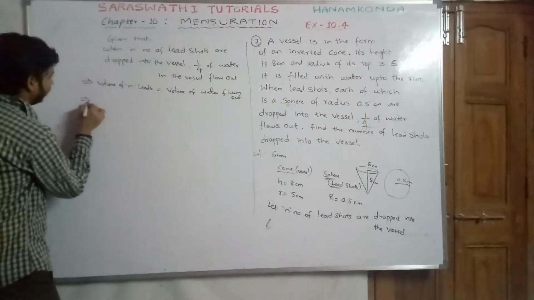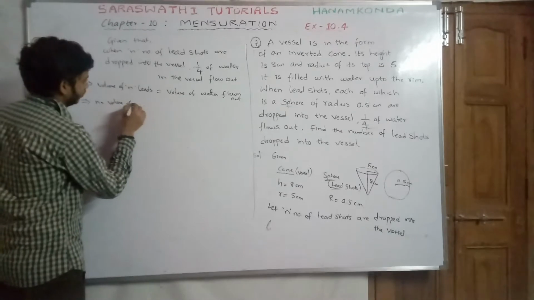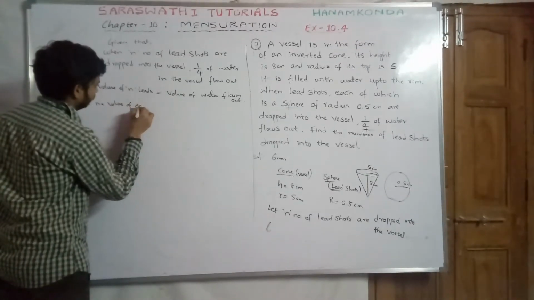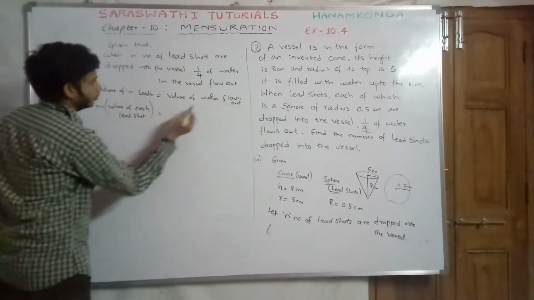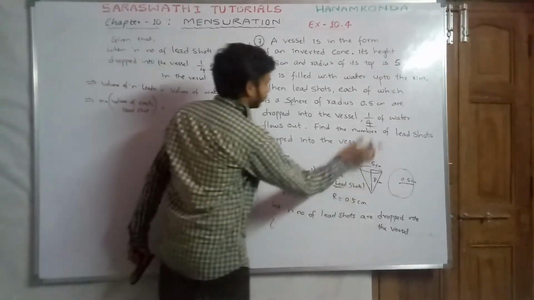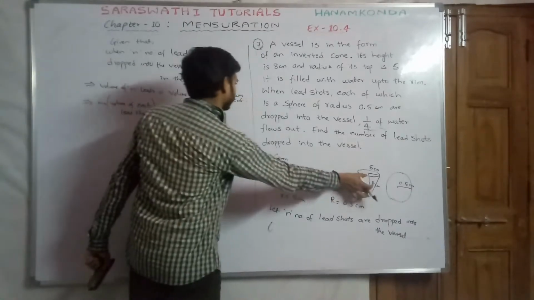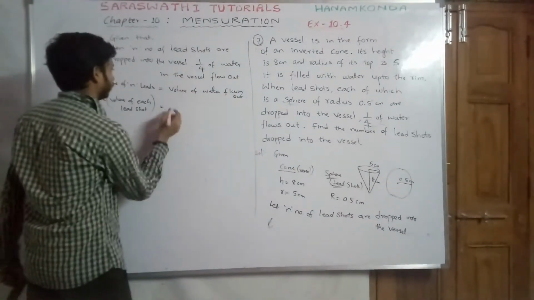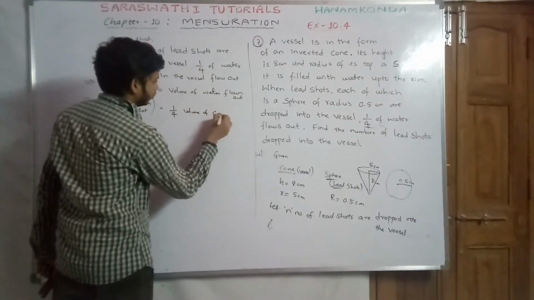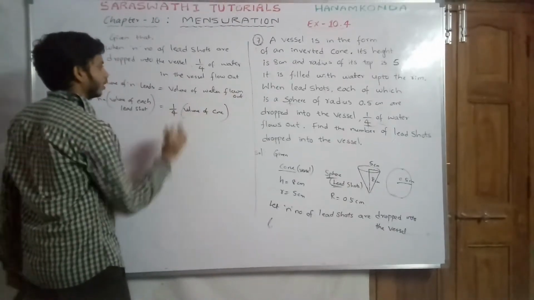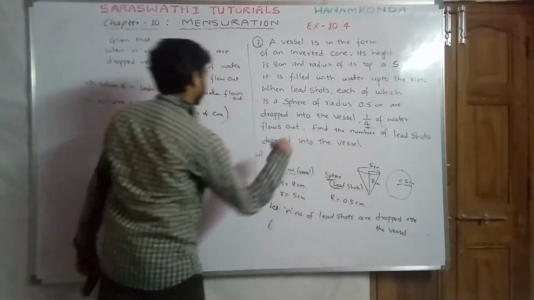So it implies that n into the volume of each lead shot is equal to the volume of water flown out. Here in the question it is mentioned that 1/4 of the water flows out. That means the volume of water flown out is equal to 1/4 of the volume of the cone.